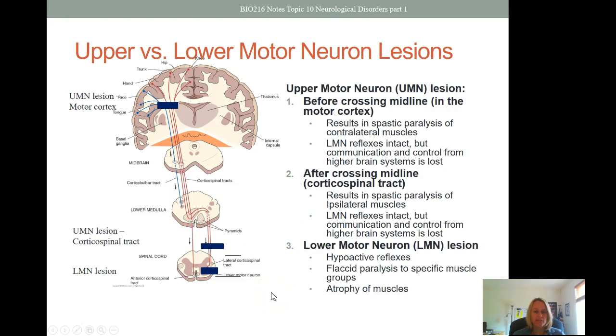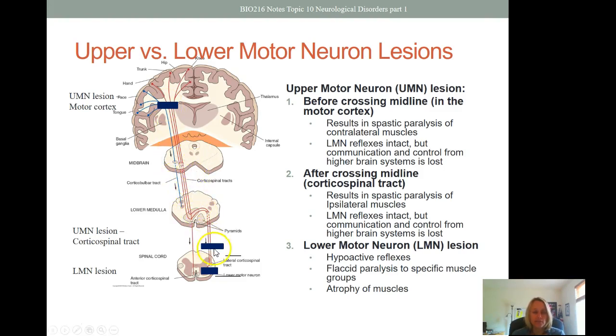And the reason why this is so is because the lower motor neuron reflexes are still intact. We still have the lower motor neuron and the sensory neuron, and so the reflexes are still intact, but the muscle is not controlled by the upper motor neuron system. So we've lost all communication with higher brain systems.